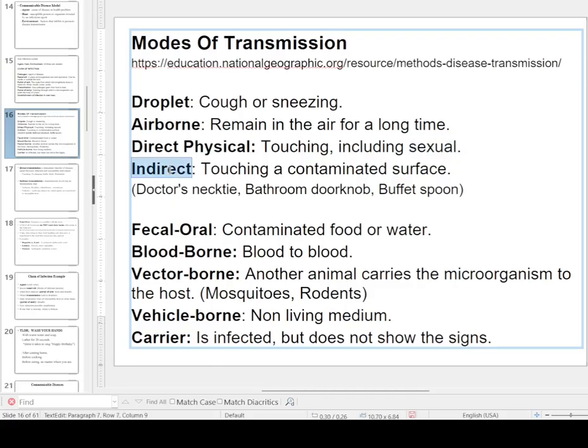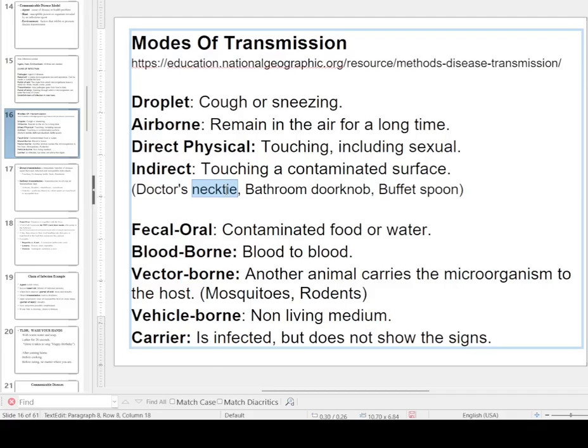Indirect is not through direct transmission, but somebody touches a doorknob and then somebody else touches the same doorknob and then licks their fingers or rubs their eyes. And then now the next person has got it. And another example is the doctor's necktie, which is why some hospitals prohibit doctors from wearing long neckties.